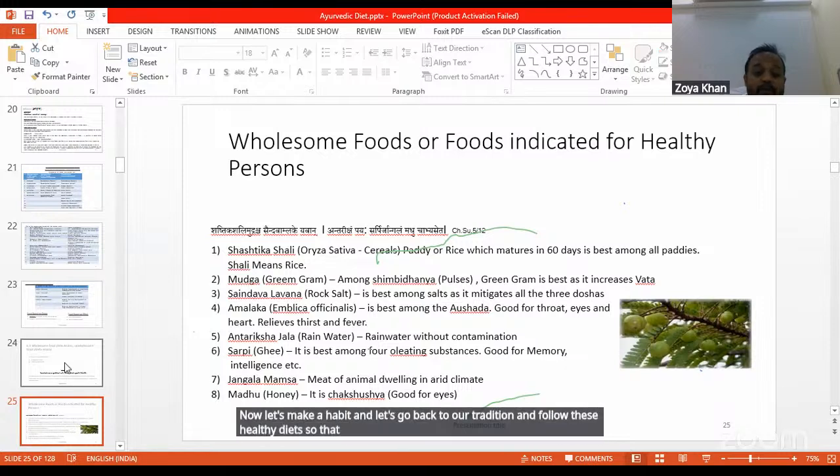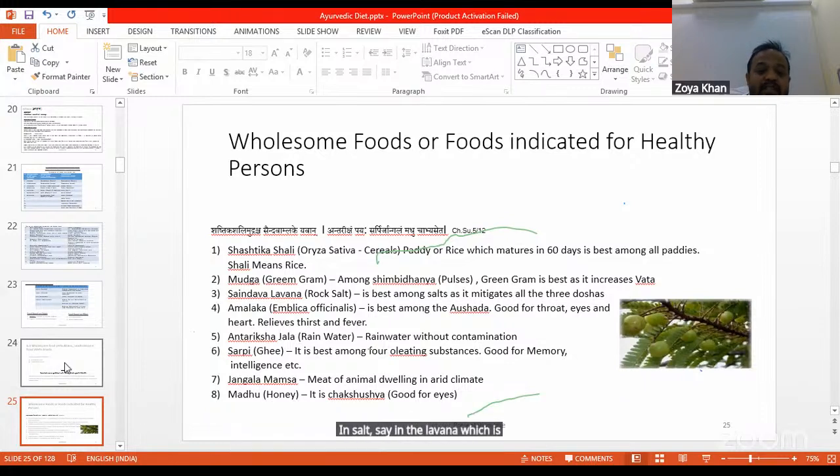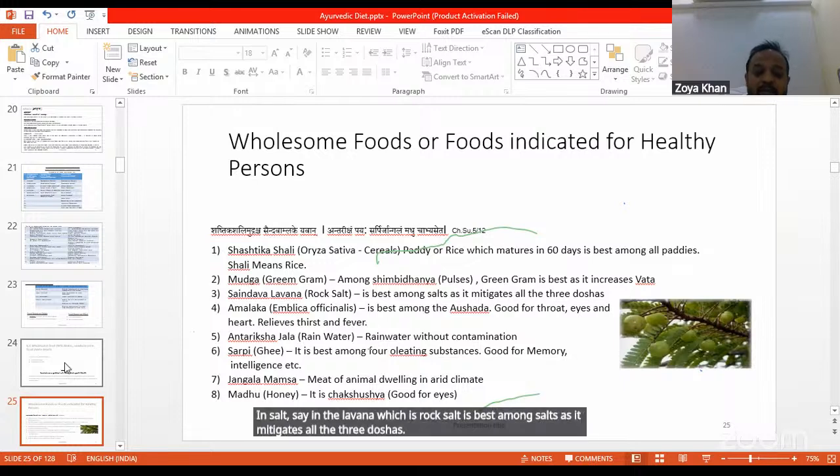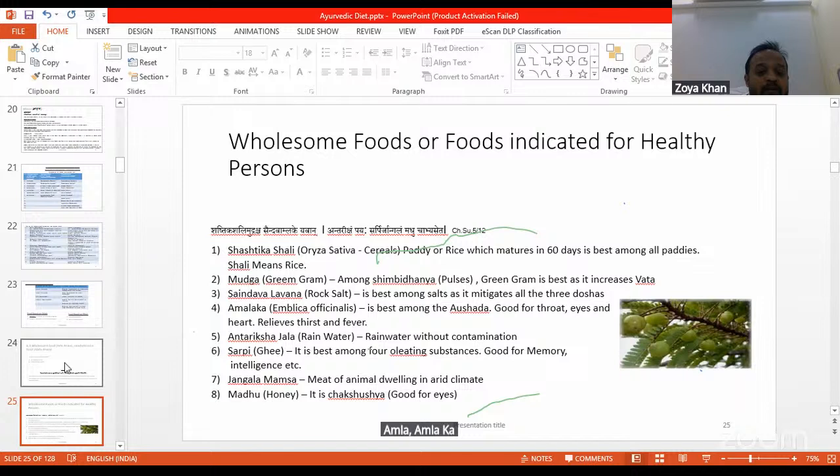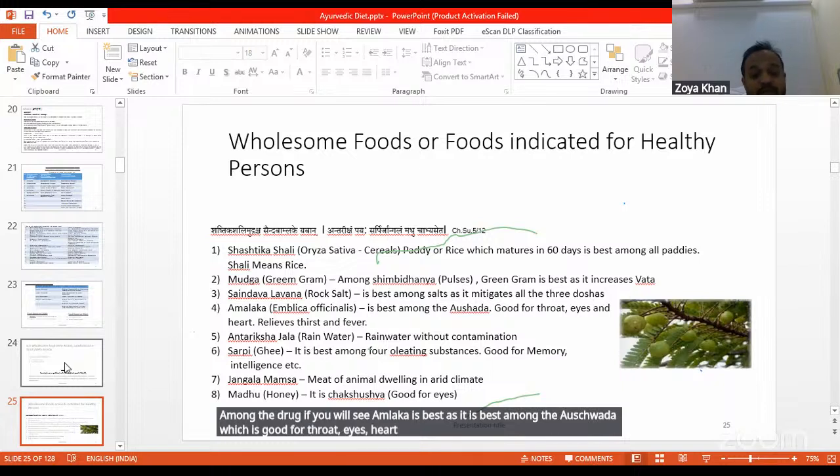Again, Mudga, which is green gram. Green gram among Shambhi Dhanya, that is pulses, is best as it increases what? Vata. In salt, Saindava Lavana, which is rock salt, is best among salts as it mitigates all 3 doshas. Amlaka, Emblica officinalis, is best among Aushadha. Among the drugs, Amlaka is best as it is good for throat, eyes, heart. Also, it relieves thirst and fever.